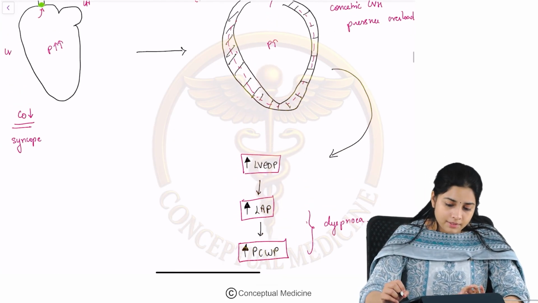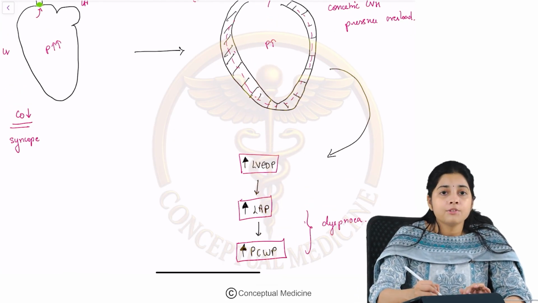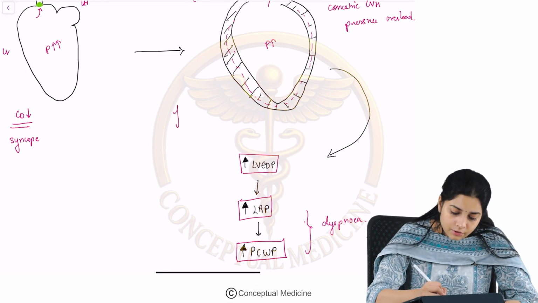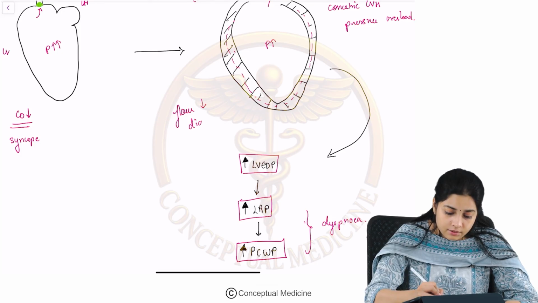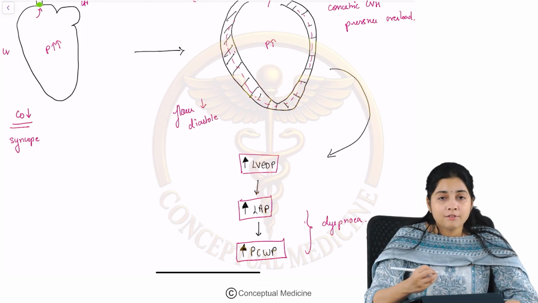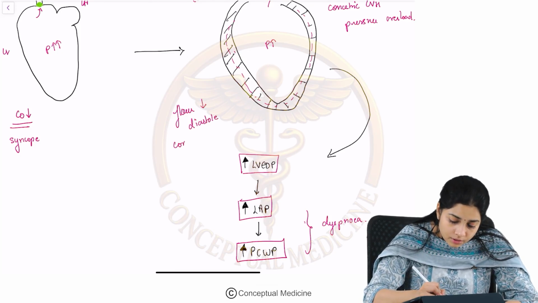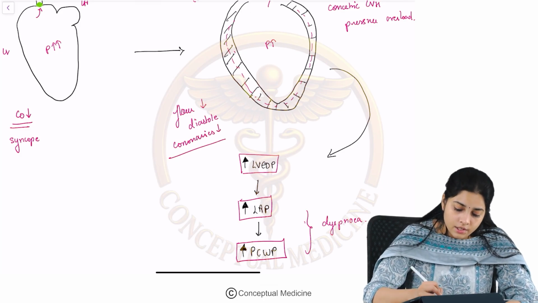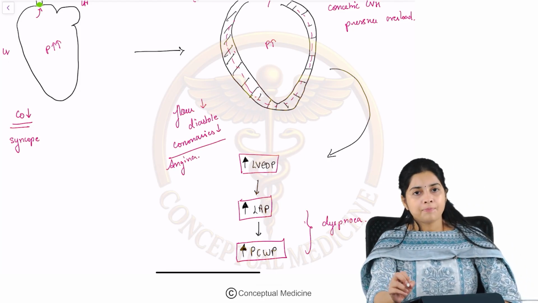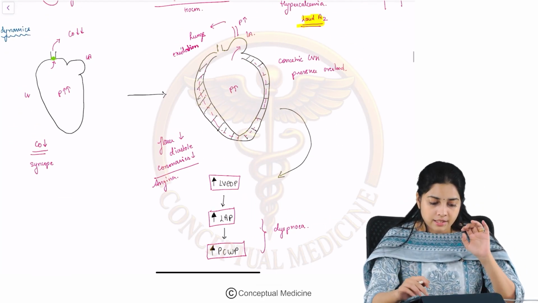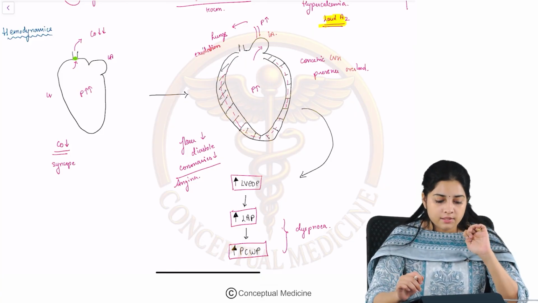Apart from that, what we should know is that because of this hypertrophy, now the flow is decreased during diastole. As the flow decreases, the flow to the coronaries is also reduced. So it can result in angina. So that is about the hemodynamics of aortic stenosis.